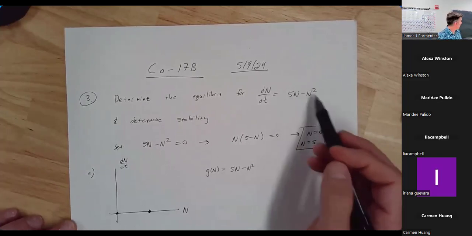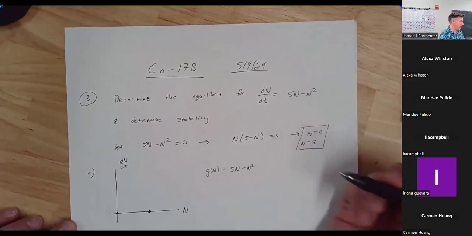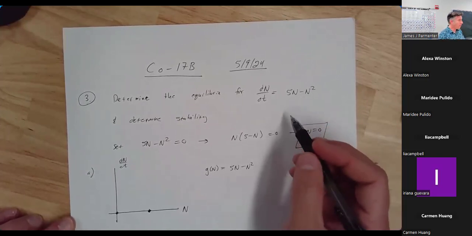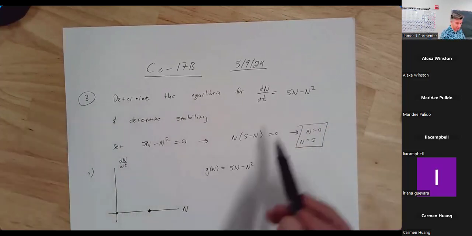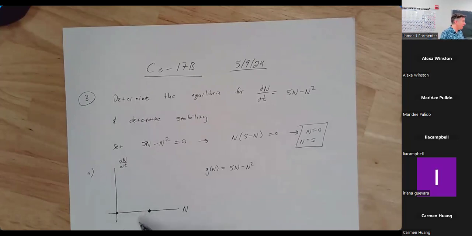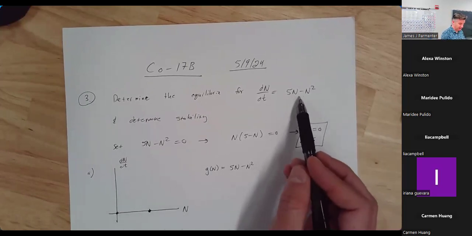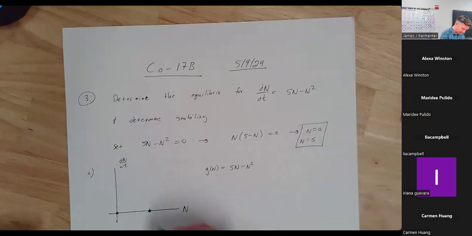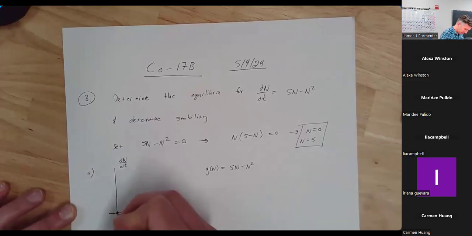This is a parabola. Is it upward or downward opening? Definitely down because of the negative N squared. Or if you don't like to think of it that way, you can pick a point between 0 and 5, like 1, and plug it in and get 5 minus 1, which is 4, which is positive. So between 0 and 5, it's got to be positive. It's doing something like this.